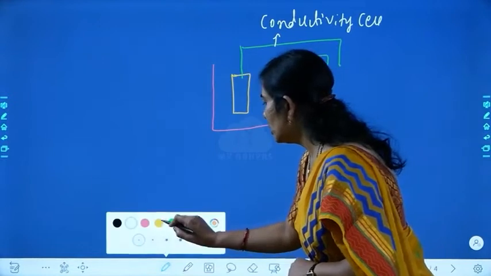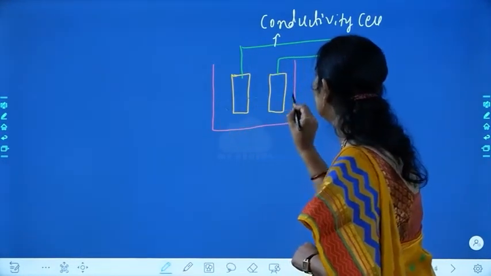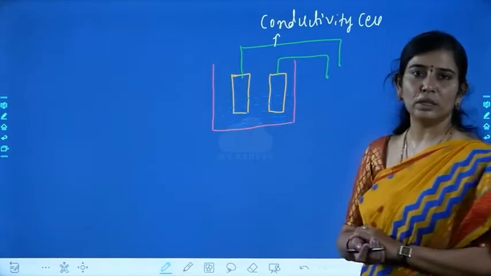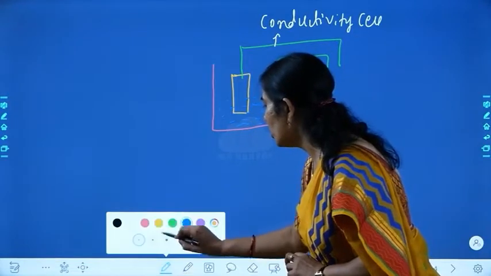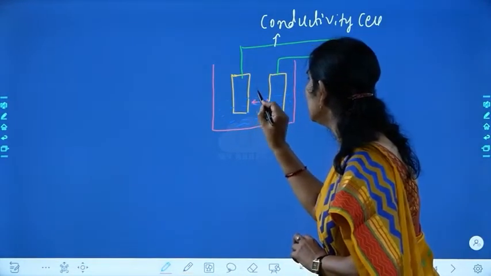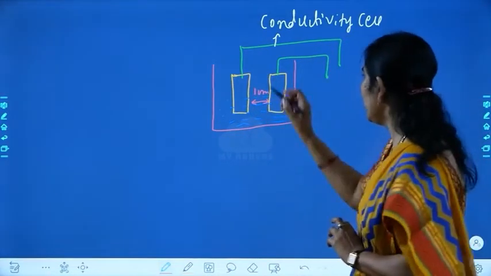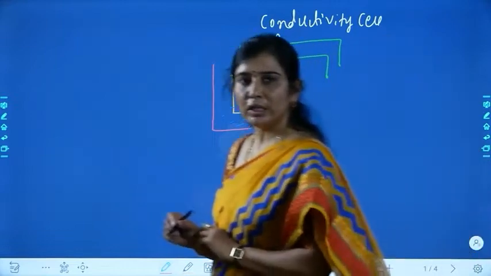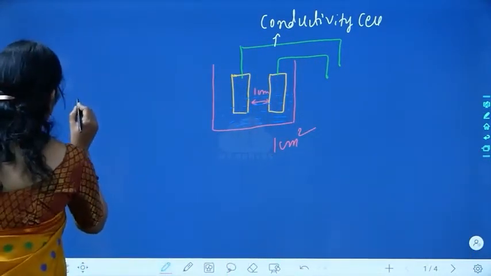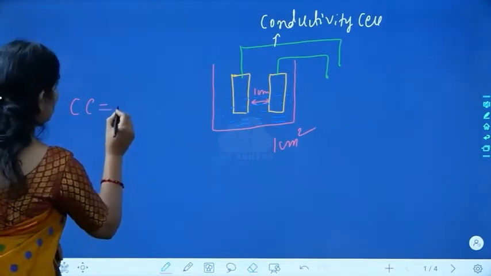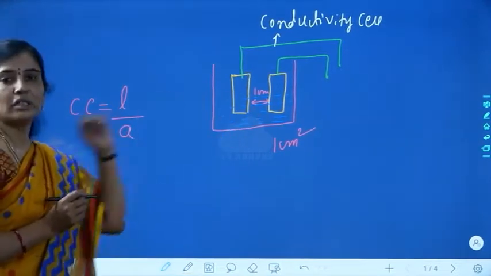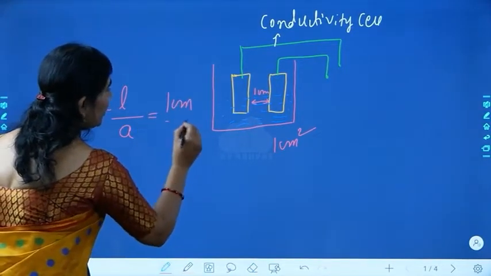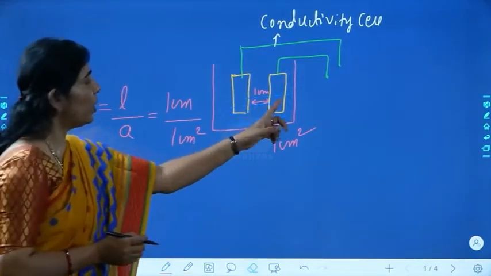Now this conductivity cell is immersed into a solution. You want to determine the conductance of this solution, like that you assume. So this we call a test solution. The distance between the two electrodes is 1 centimeter, whereas the area of cross section of the electrode is 1 centimeter square. So here, cell constant is one parameter with respect to this conductivity cell. Cell constant, Cc, is equal to L by A. L means length or distance between the two electrodes. A means area of cross section. L is equal to 1 centimeter. Area of cross section is 1 centimeter square. So you will get what? Per centimeter.